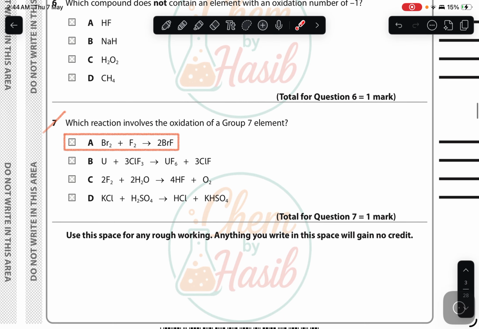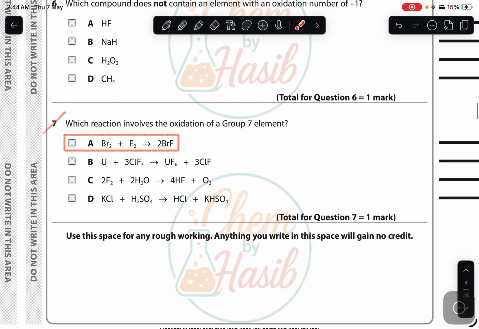Then we move to question number 7. It says, which reaction involves the oxidation of a group 7 element? Now if you look at option A, the fluorine is reduced to fluoride. The oxidation number of fluorine changes from 0 to -1. So here the halogen is reduced. But the oxidation number of bromine increases from 0 to +1, because the oxidation number of bromine here is +1. So therefore definitely reaction A involves the oxidation of a group 7 element.